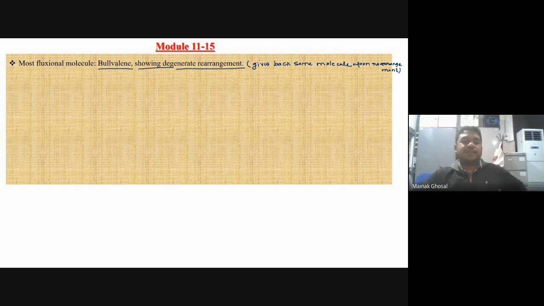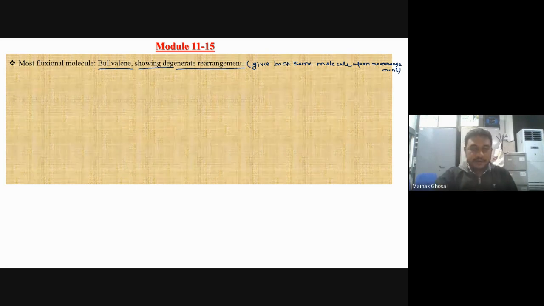What kind of rearrangement does it undergo? It undergoes a Cope rearrangement, which is a 3,3 sigmatropic shift. If you have seen this lecture, you will see the change in positions, the making and breaking of the bond, and there will be a shift of this 3 prime position.